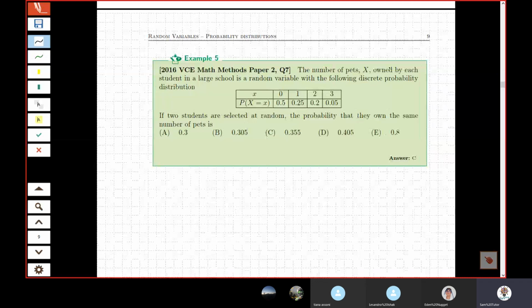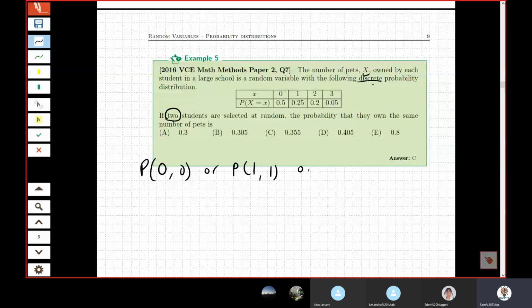The number of pets owned, the number of pets is X. Cool. Owned by each student in a large school is a random variable with the following discrete probability distribution, which is right here. If two students are selected at random, the probability that they own the same number of pets is, okay, if they own the same number of pets, that means they both could own 0 and 0, or they could own 1 and 1, or I think you guys get the idea.